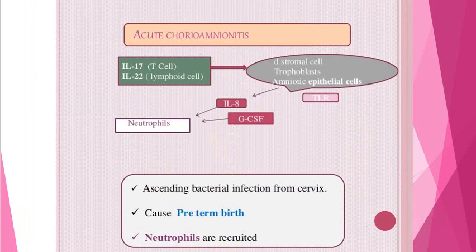So this is the description of acute chorioamnionitis, where interleukin 17 and 22 are involved, and these stromal cells are involved, and then these are toll-like receptors. There is a class of proteins that play a key role in the innate immune mechanisms, and this in turn affects the neutrophils. So there is an ascending bacterial infection from the cervix, and this usually causes preterm birth, and neutrophils are recruited to fight this infection.